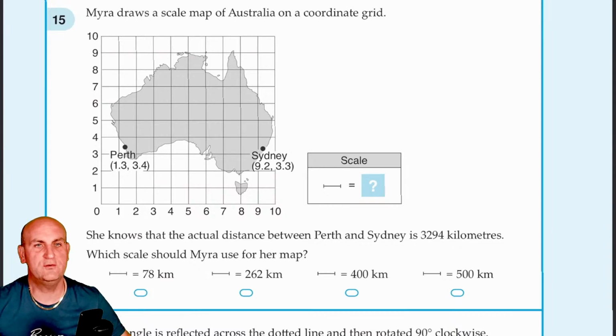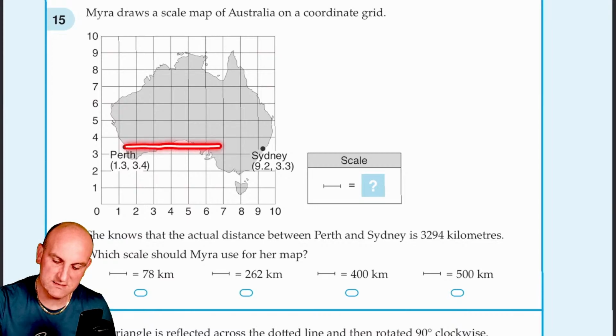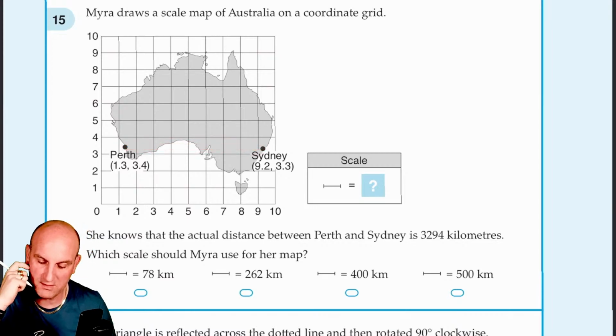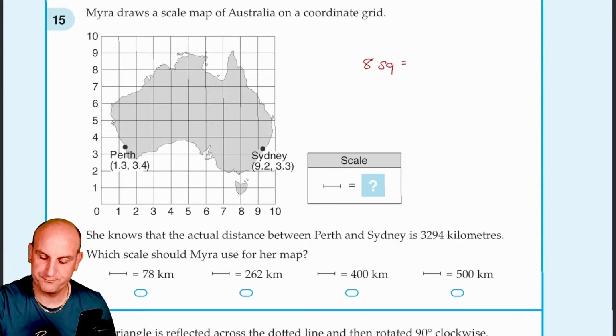But anyway, she knows the actual distance between Perth and Sydney is 3294 kilometres. Which scale should Myra use for her map? Okay, so for scales, we're trying to say, how many squares have I covered to get from Perth to Sydney? So they've got 1, 2, 3, 4, 5, 6, 7, let's say 8 squares. So 8 squares on my map stands for, how far did they say?